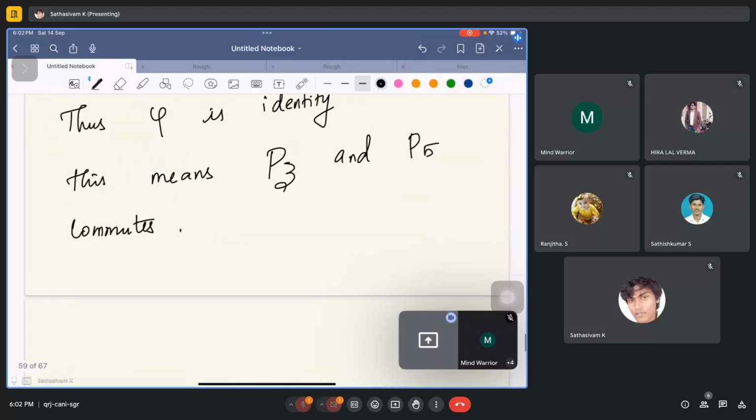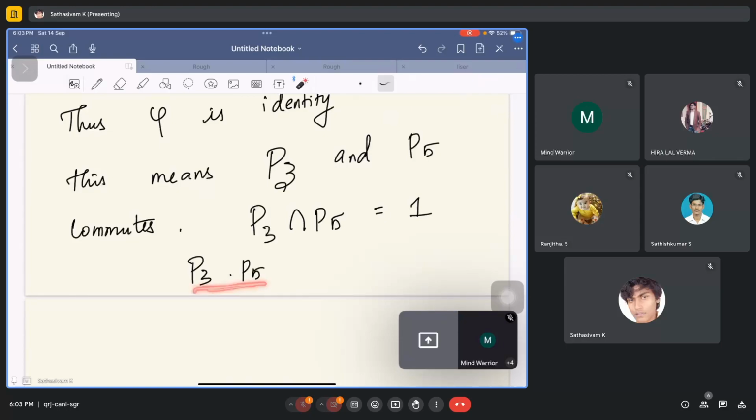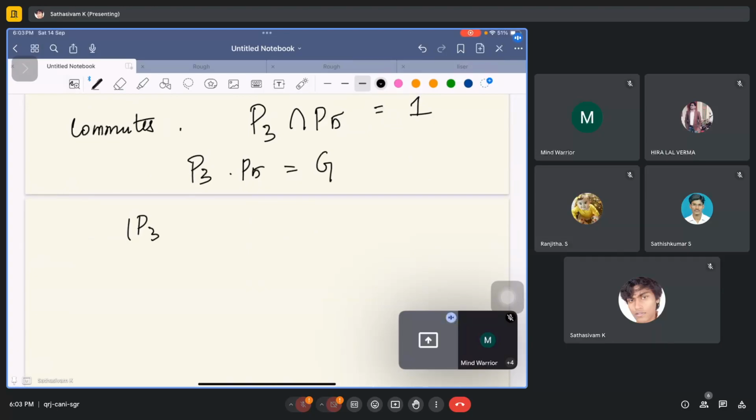Okay. So if these two groups commute, what is the intersection? P3 intersection P5 is trivial, and this P5 is a normal subgroup again, right? So if you take P3 times P5, the group product, this will be your entire group, because you compute the order here. The order of P3 times the order of P5, divided by the order of P3 intersection P5.